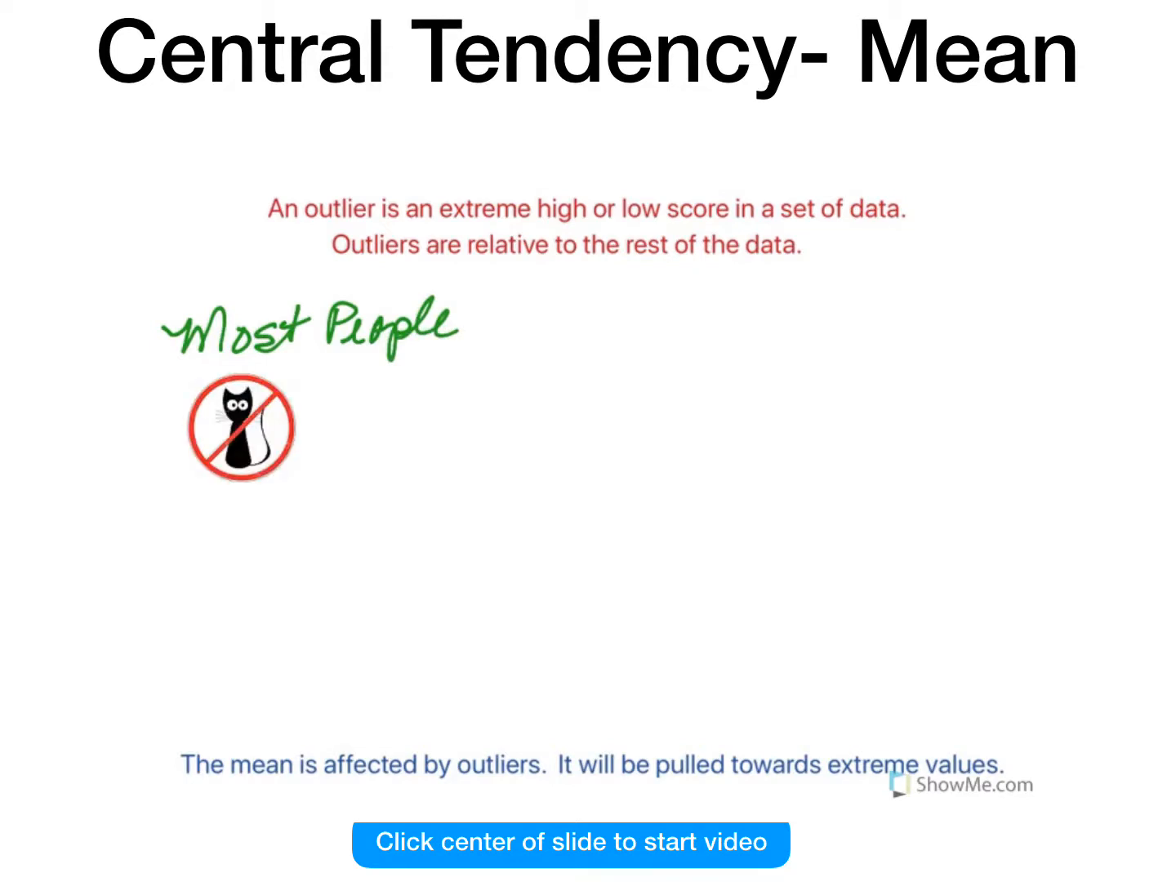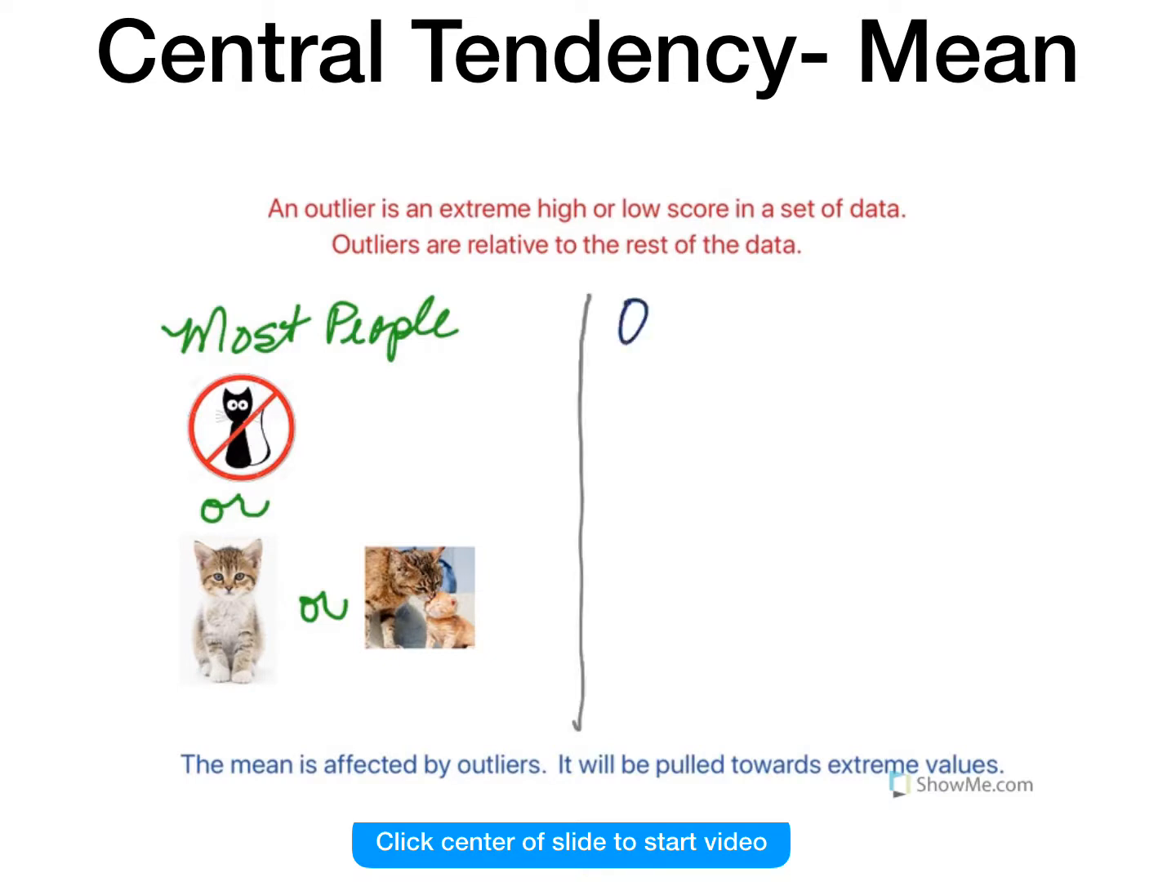If we think about it, most people in our data set didn't have any cats, or they had one cute little kitten, or maybe they had a mama cat and a baby cat, so they had 2 cats. And then, of course, we had the one huge outlier. Honestly, I did not count the number of cats in this image to see if there's 22, but I'm sure that you get my drift.